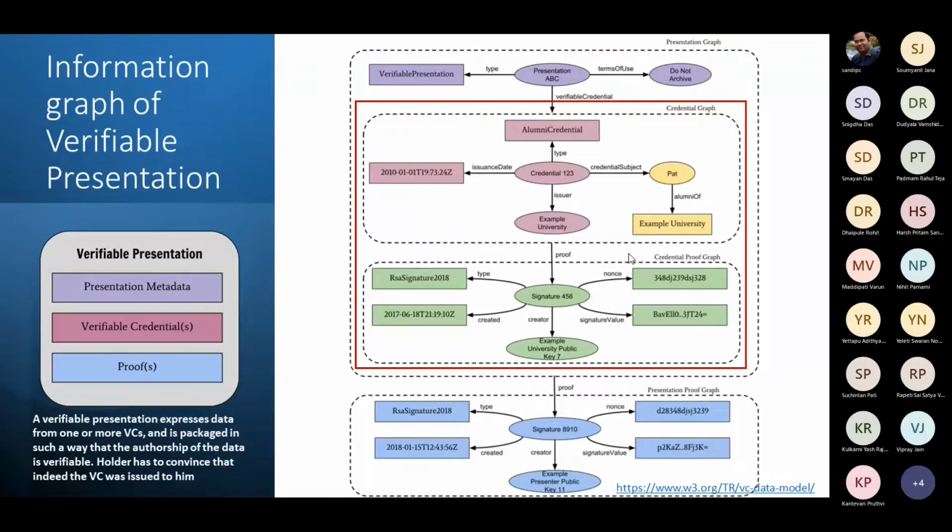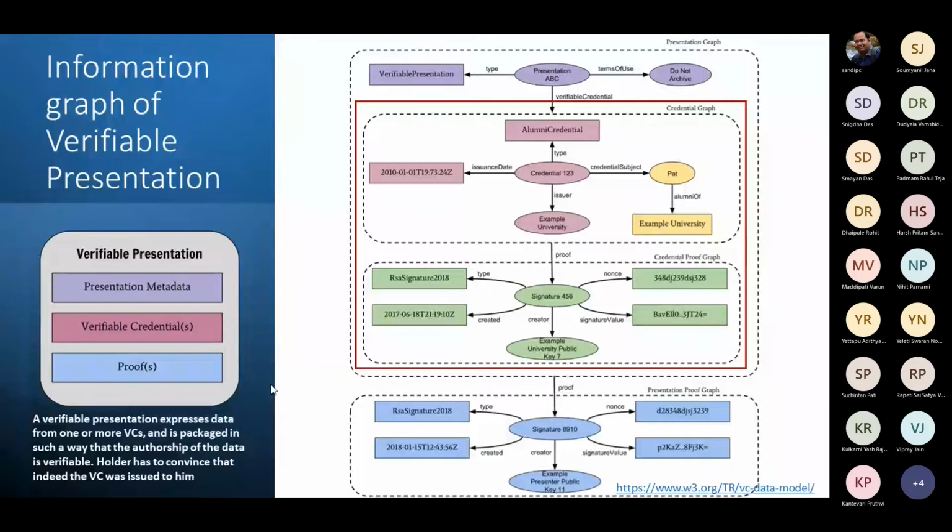So a verifiable presentation is what is now being sent by PAT to, say, maybe an employer, for example. As you can see on the left, the verifiable presentation includes the verifiable credential, the presentation metadata, some more information about it, and the proof, which is what we'll come to. A verifiable presentation expresses data from one or more VCs. So even data from multiple VCs could be combined into one such presentation made by, say, PAT.